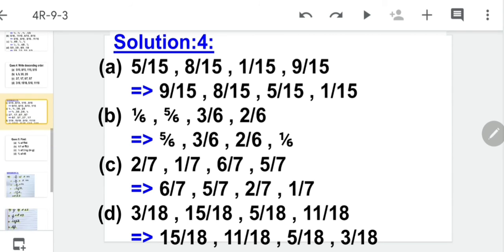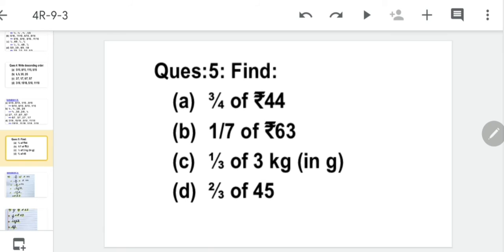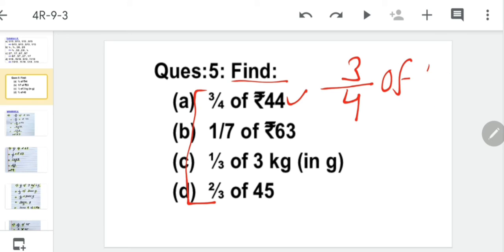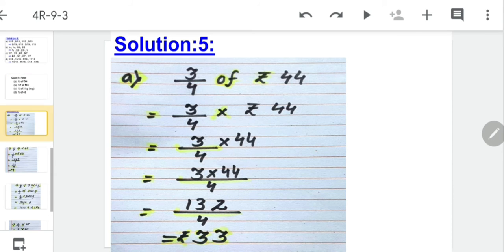Okay. Now let's see the next question. Question number 5. We have to find their value. So the first one is 3 by 4 of rupees 44. Now let's see how we have to solve it. So you can see here, in place of "of" we have to place a multiplication sign. So it will become 3 by 4 multiplying with rupees 44.